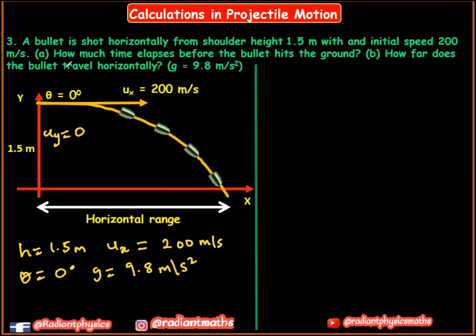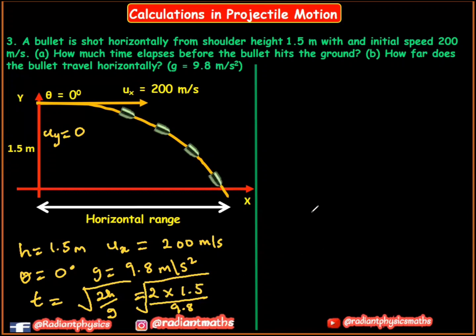The first question says, how much time elapses before the bullet hits the ground? This is the same thing as the time of flight, but in horizontal projectile motion, the time of flight is given as T equals the root of 2h divided by g. Now we just plug in the information that we have: 2 times height, which is 1.5, divided by gravity, which is 9.8 meters per second squared. Everything is inside the square root.